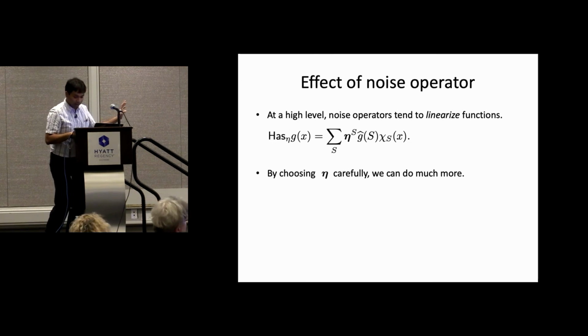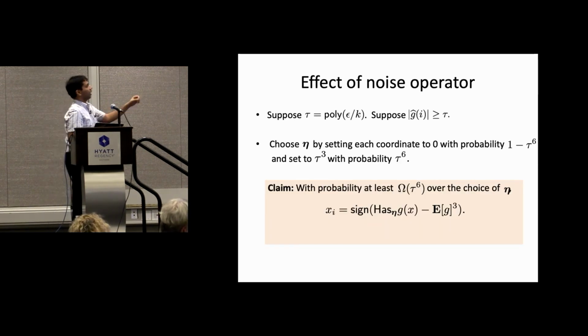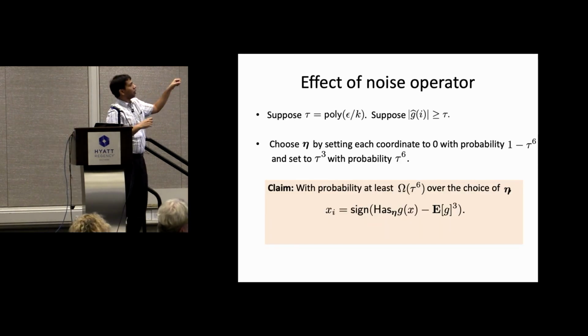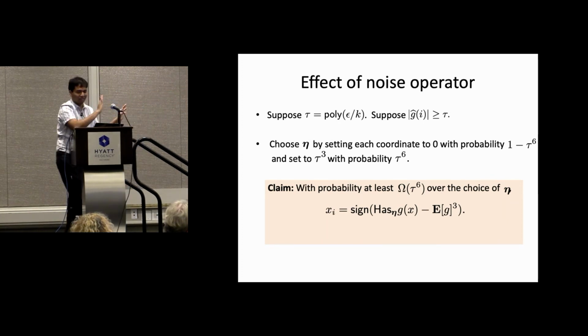In particular, here's what you can do. Think of sampling in eta where each coordinate of eta is set to 0 with probability 1 minus tau to the 6. Tau is some poly epsilon over k. And with a very tiny probability, tau to the 6, you set it to tau cube. Okay, this is done with some calculation in hindsight.